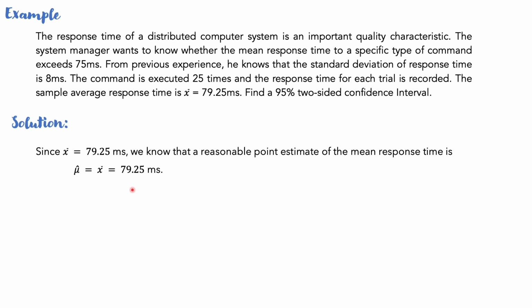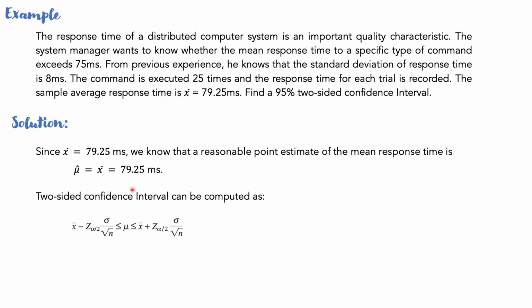And since we are asked to find the two-sided confidence interval with 95%, we can write it like this. From the previous slides, you can see that this is how we write the two-sided confidence interval of 100 times 1 minus alpha percent. Okay, so here we observe that it is alpha over 2. So when we found alpha from here, alpha was equal to 5%, right?